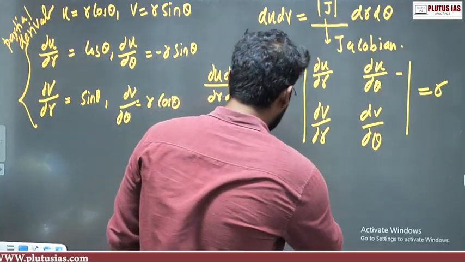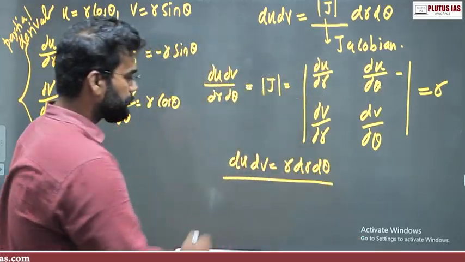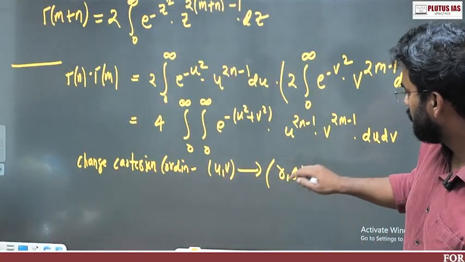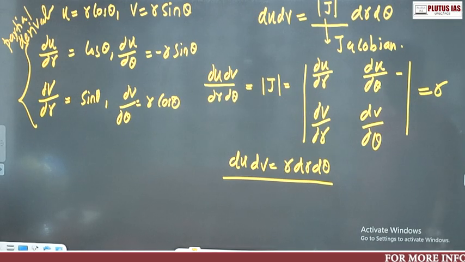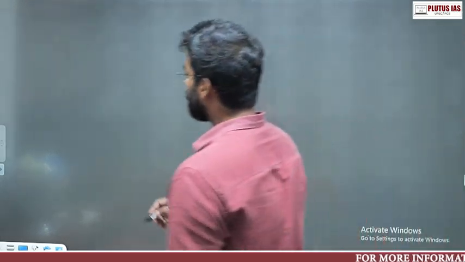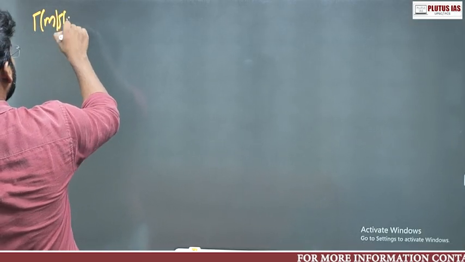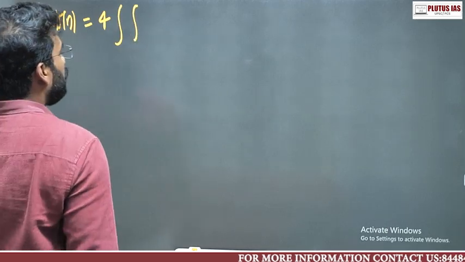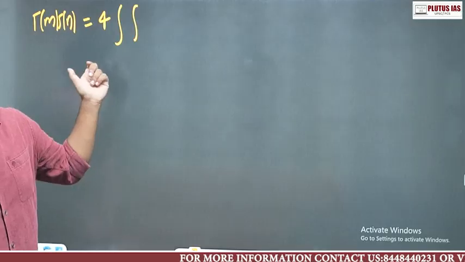So r dr d theta. So just replace this by r dr d theta. Okay. So gamma m gamma n is 4 times double integral. Now the limit will also change.